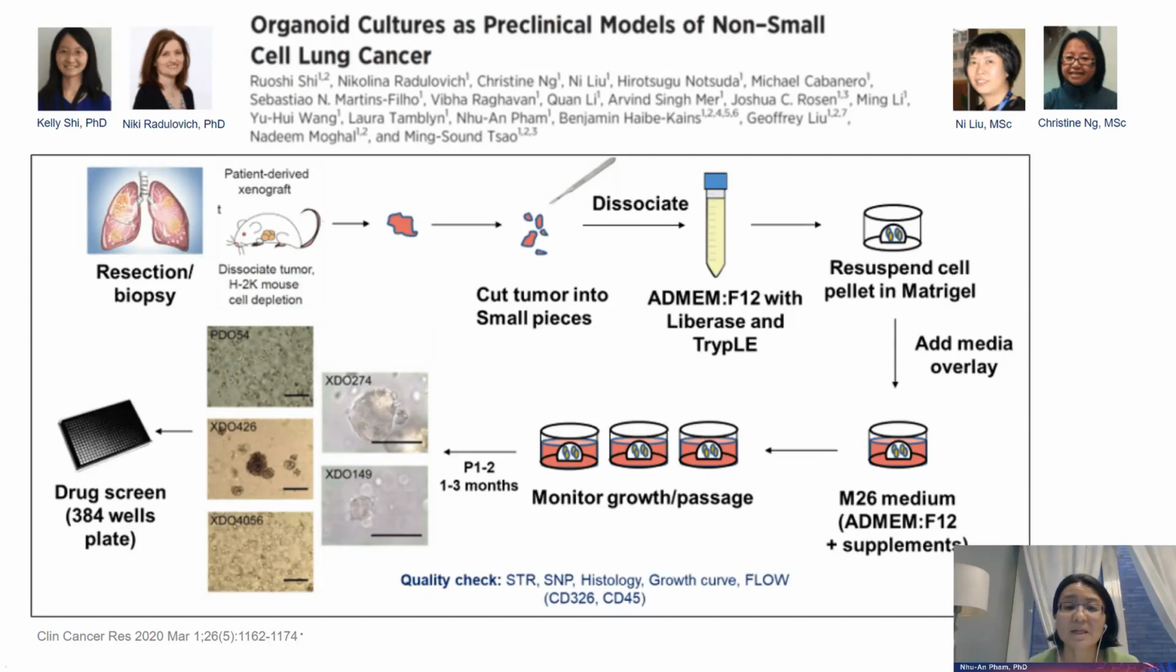So Kelly and Nikki's team received collections of tumors from resections or biopsies, and the fragments are enzymatically dissociated. And if they're from the mouse, cells are depleted. The cells are resuspended in the Matrigel matrix, and media is overlaid, and the cells are grown within a couple of weeks. So Nikki lists here 1 to 3 months for 2 passages. And if they grow successfully, they will be banked, cryopreserved, and viably banked, or else they will be expanded for drug screens using the 384-well method.